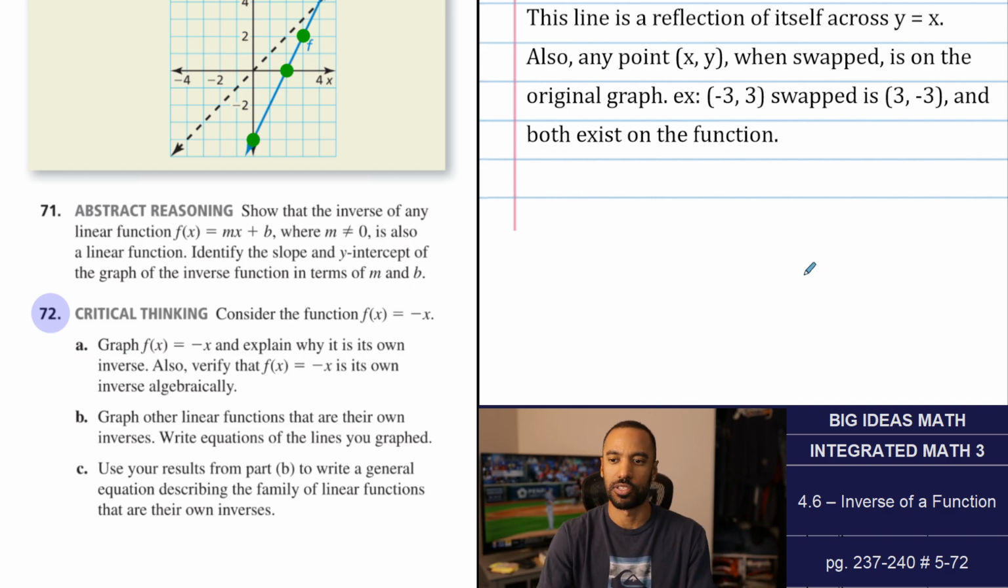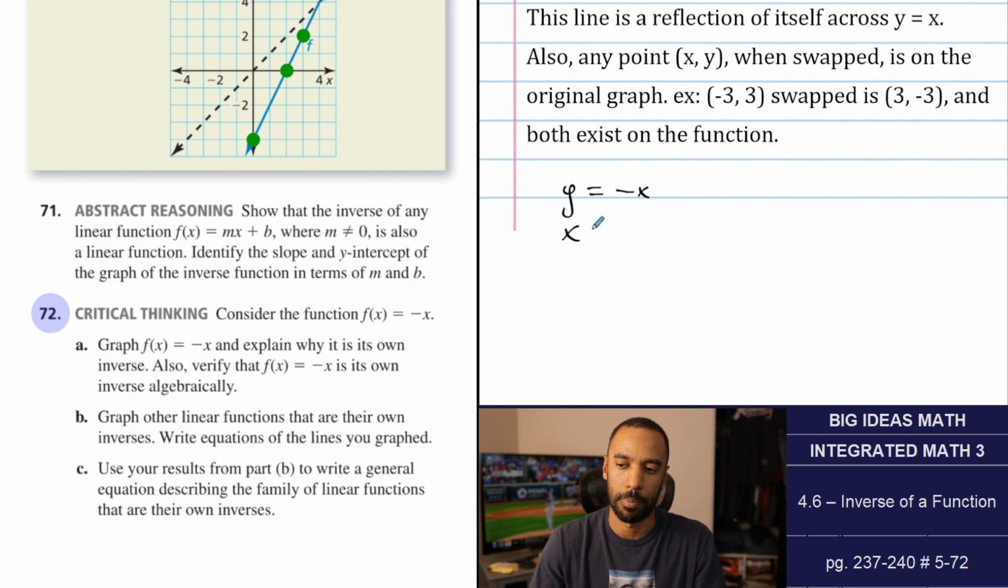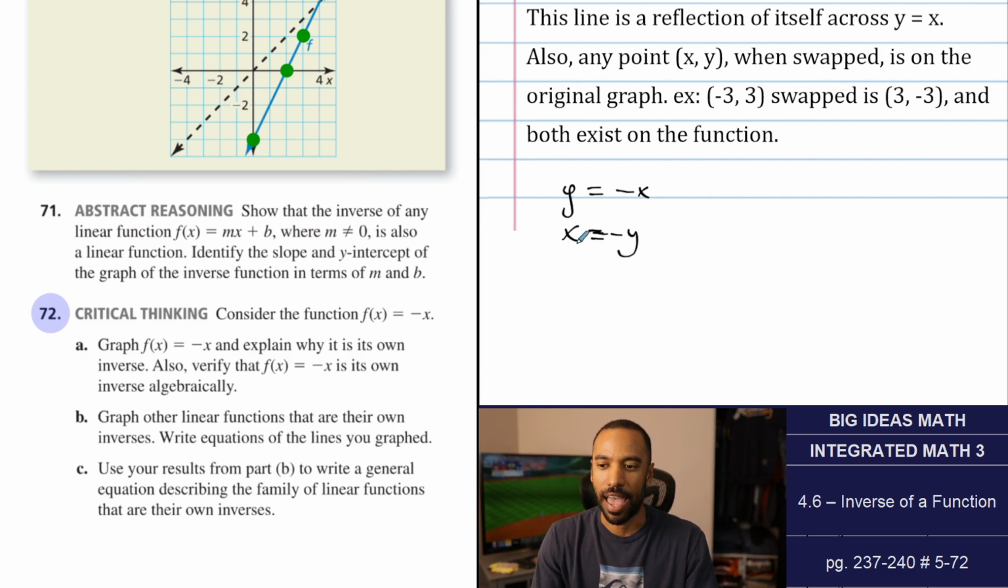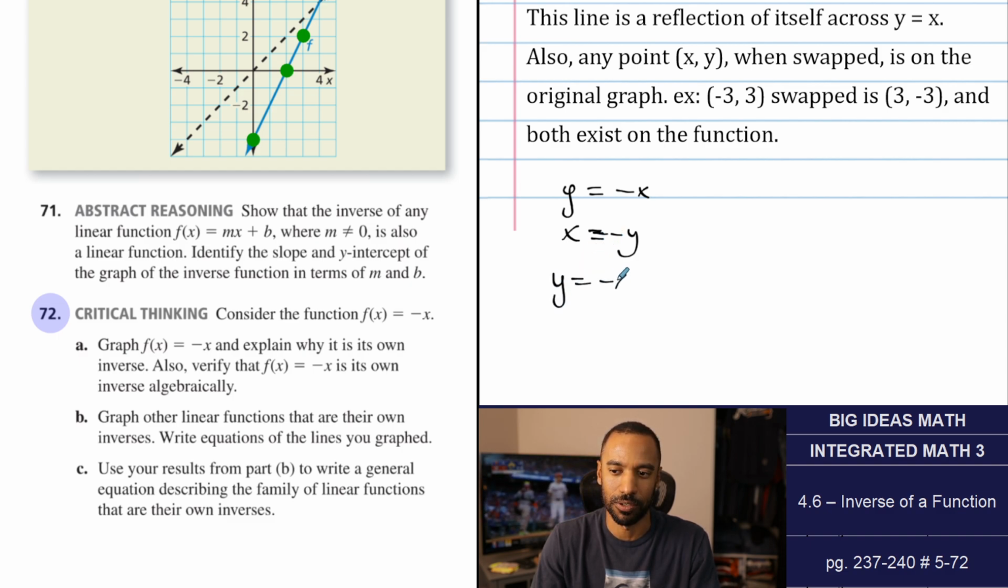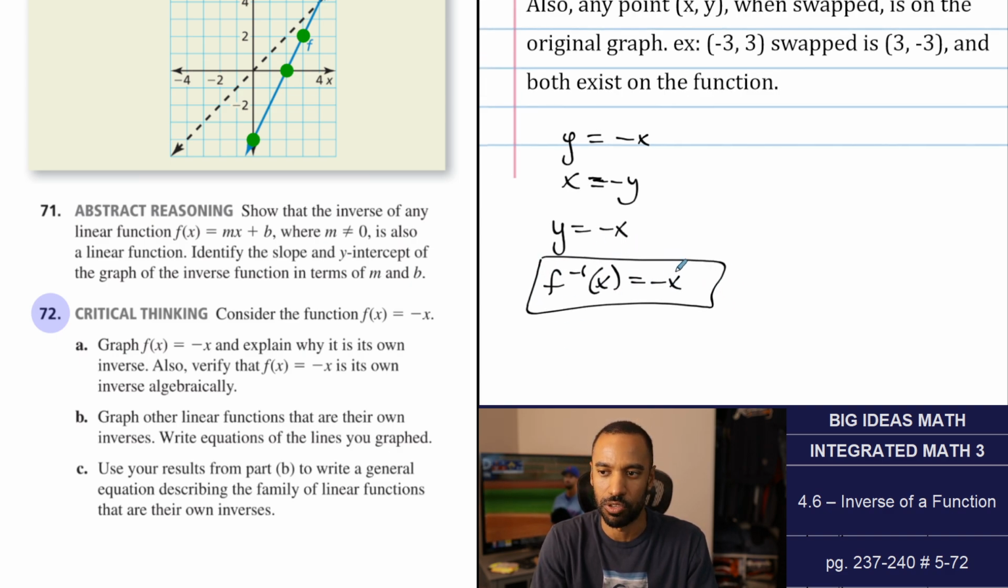We also have to verify this algebraically. So let's call this y equals -x, swap it to x equals -y. Remember, not -x equals y. And then if I add y to both sides and subtract x from both sides, I get y equals -x all over again. So we get that whole thing back out. So yes, y equals -x is still the same thing. You still get -x from there.